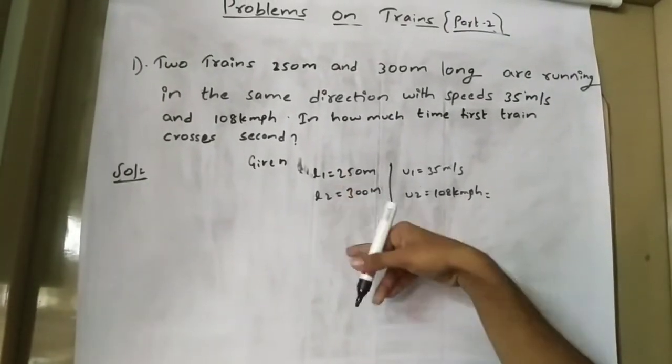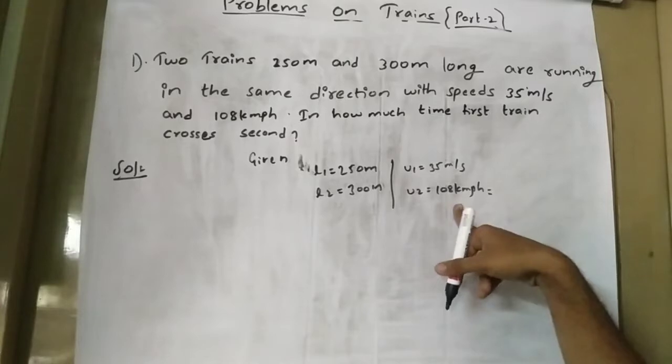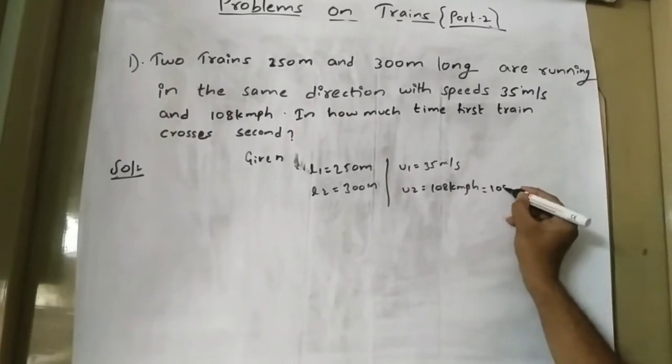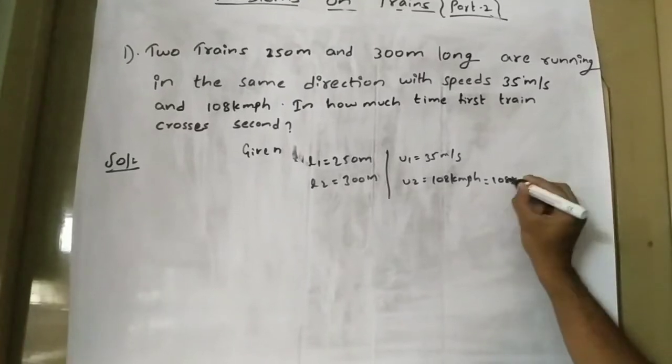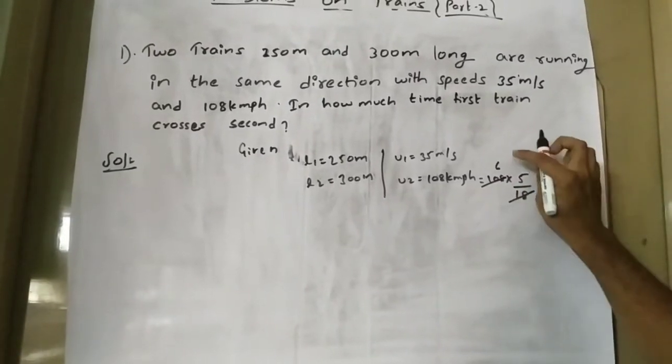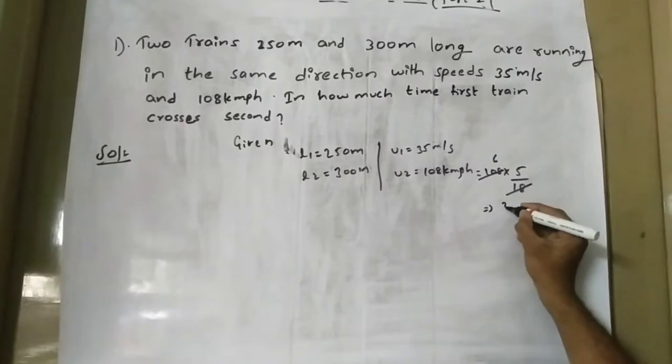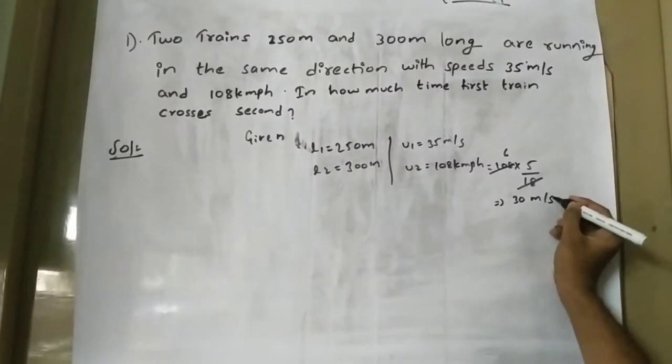Here all the units are in meters, but one is in kmph. To convert kmph into meters per second, we multiply by 5 by 18. 108 by 18 is 6, and 6 times 5 is 30. So 30 meters per second.